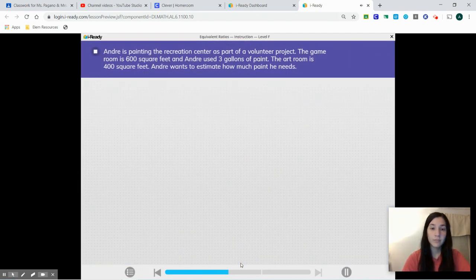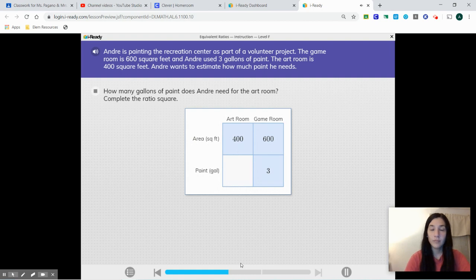Andre is painting the recreation center as part of a volunteer project. The game room is 600 square feet, and Andre used 3 gallons of paint. The art room is 400 square feet. Andre wants to estimate how much paint he needs. How many gallons of paint does Andre need for the art room?